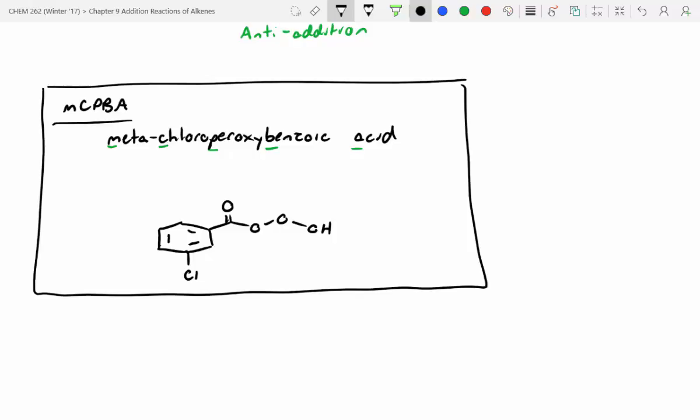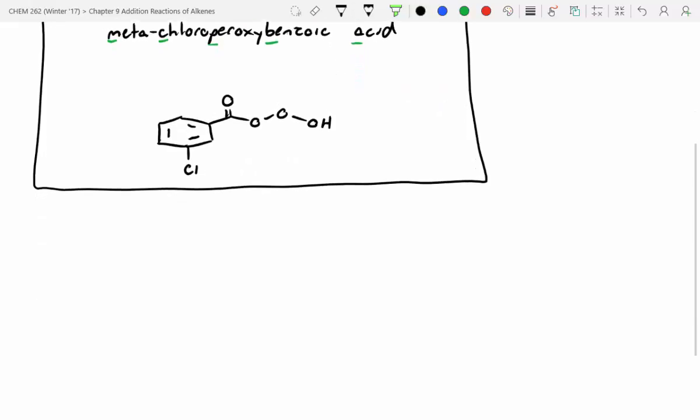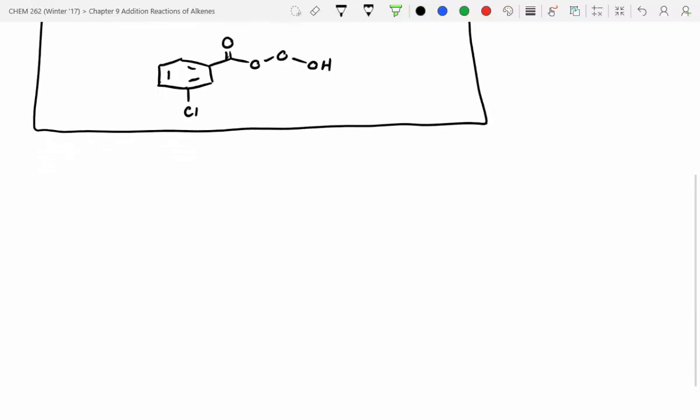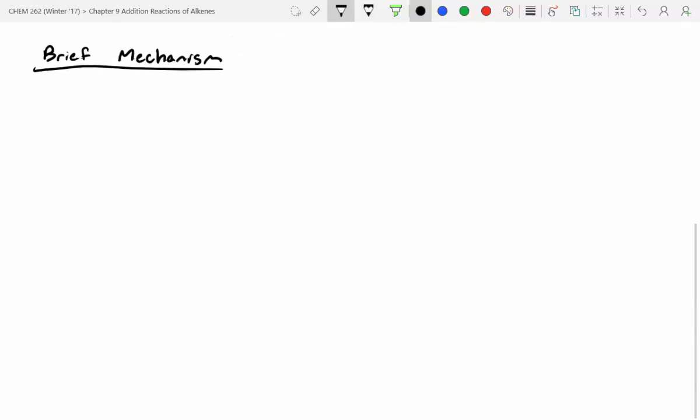Is that an O at the end? Sorry, this should be an oxygen. Yeah. The good thing for you guys is I'm going to just briefly go through the mechanism. We're not going to go through all the nitty-gritty details. I know sometimes it feels like I'm not trying to make things simple, but I really am, I promise you.